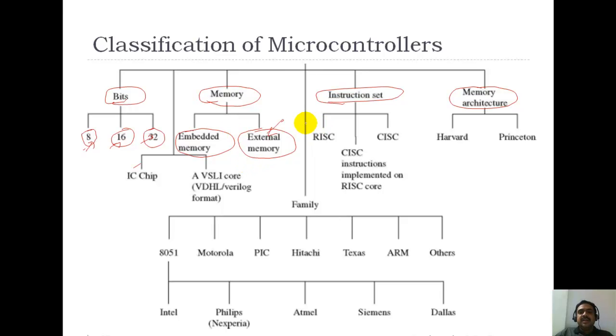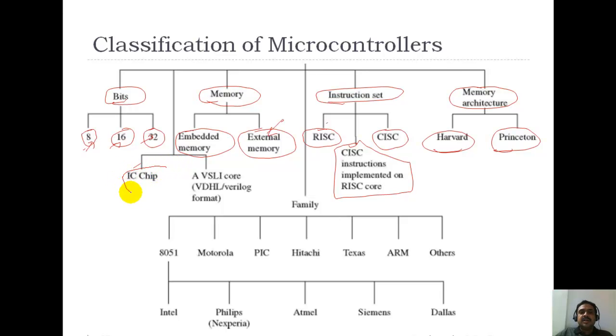So based on that, there can be two classifications. Again, as far as instruction set is concerned, we have three categories. Two major categories that you're already familiar with are CISC and RISC. There is a third category where a CISC instruction set is implemented on a RISC-based core. And based on memory architecture, Harvard and Princeton. You get it?